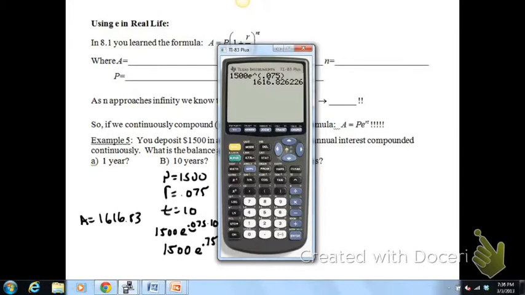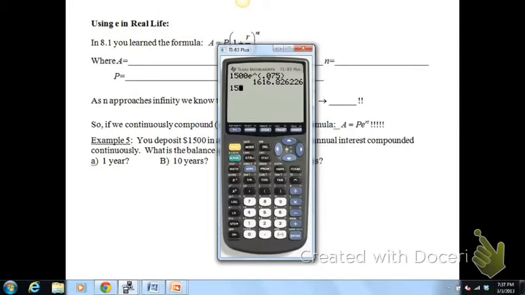1,500 e to the 0.75 power, and I get $3,175.50. So for this problem, our final answer would be an amount of $3,175.50.